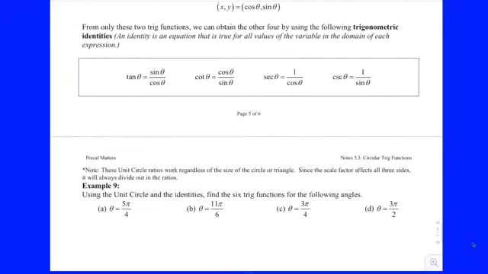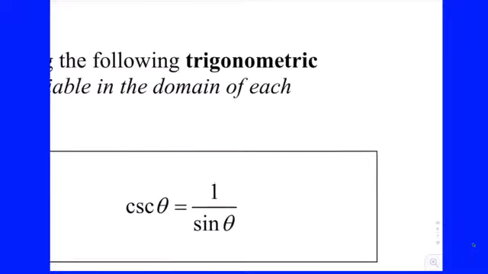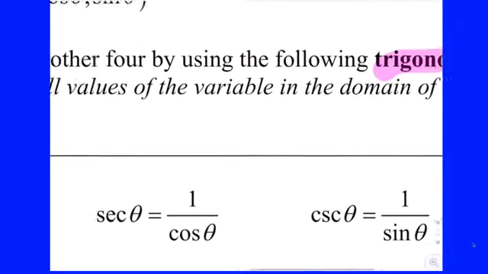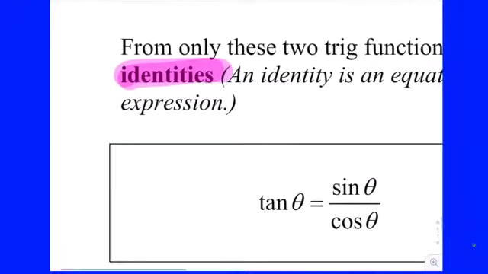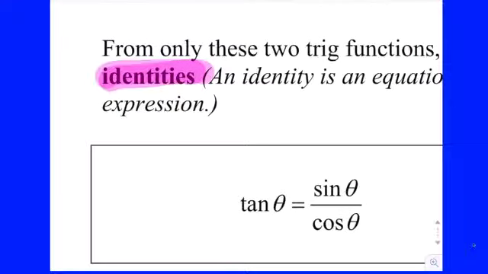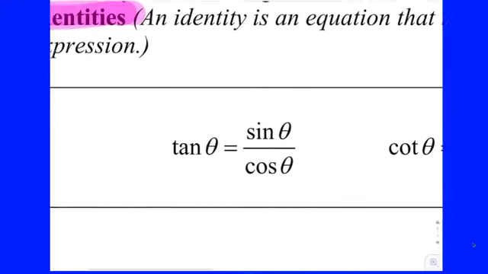Here's how. These are called trigonometric identities. These are your first identities. An identity is an equation that's true for all values in the domain, meaning they're mathematical synonyms. You could replace one with the other without any loss of generality. Okay? So here it is.